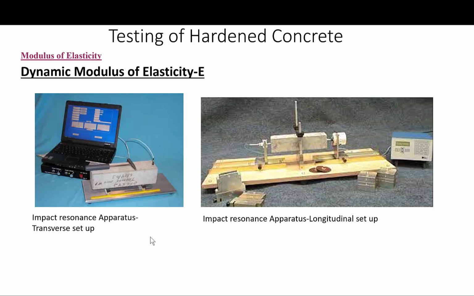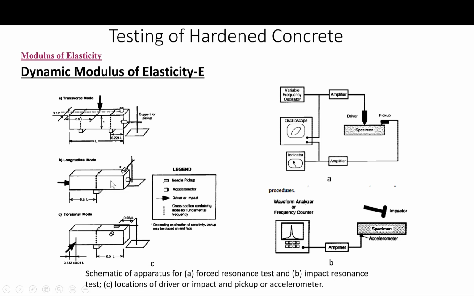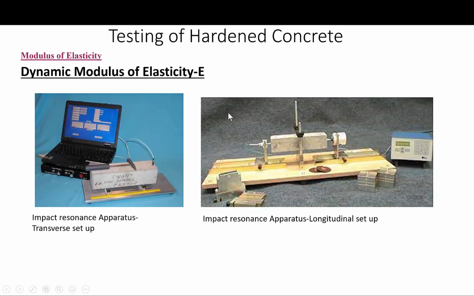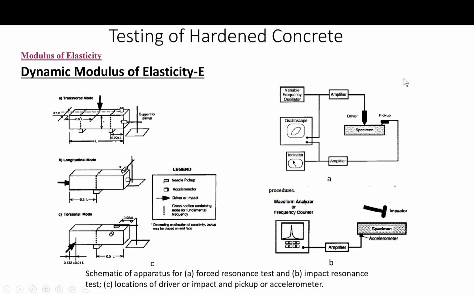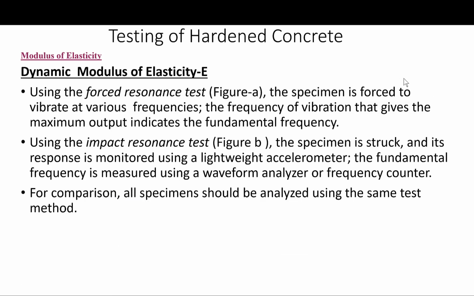These are photos showing the impact resonance apparatus for the transverse setup and for the longitudinal setup. That's basically this and one of these tests, okay? So using the forced resonance test, for example, this setup right here, the specimen is forced to vibrate at various frequencies. The frequency of vibration that gives the maximum output indicates the fundamental frequency.